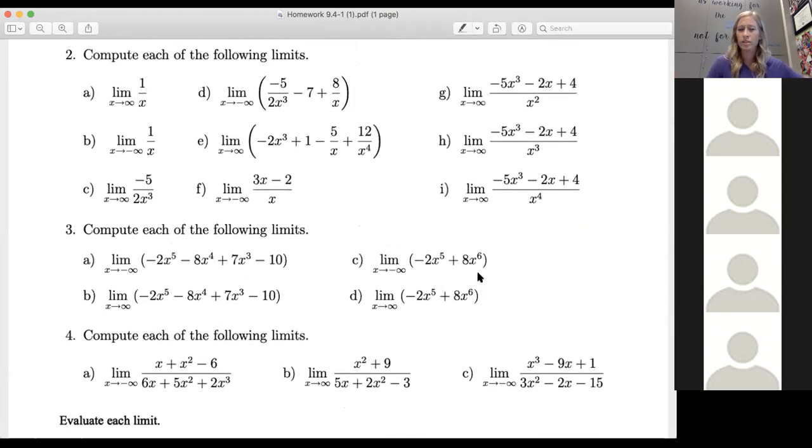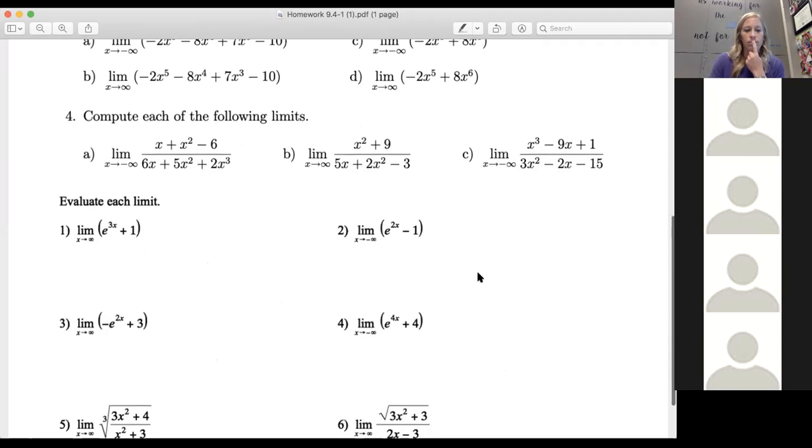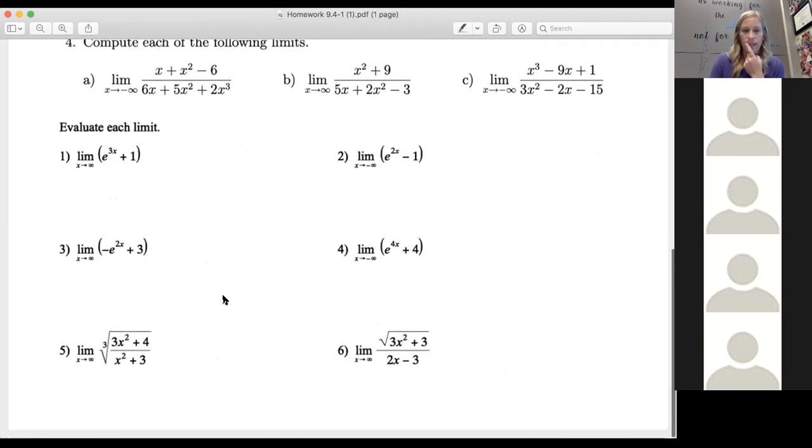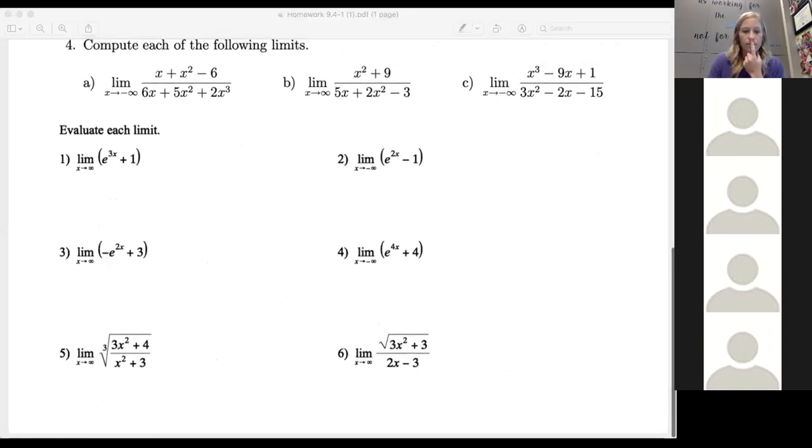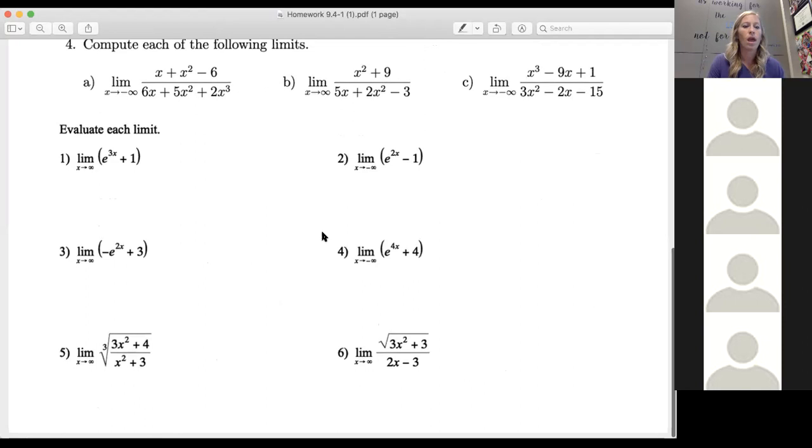Other homework questions? On the exponential limits. Yep, down here. You said you wanted us to try to figure that out without a calculator? If possible, yes.